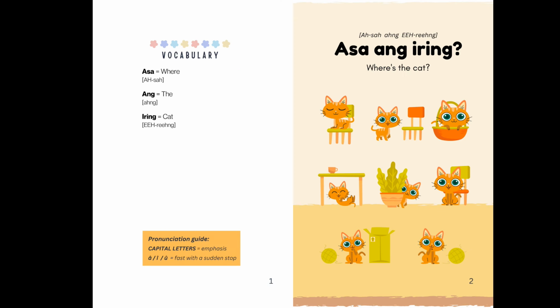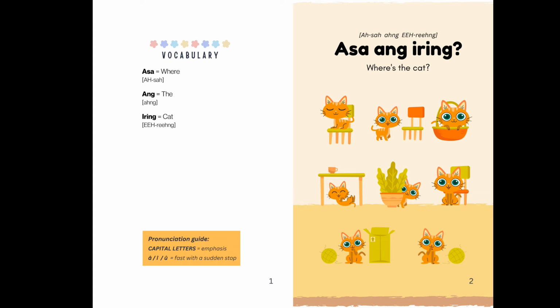Page 2. Asa ang iring? Where's the cat? Vocabulary list. Asa, where. Ang, the. Iring means cat.